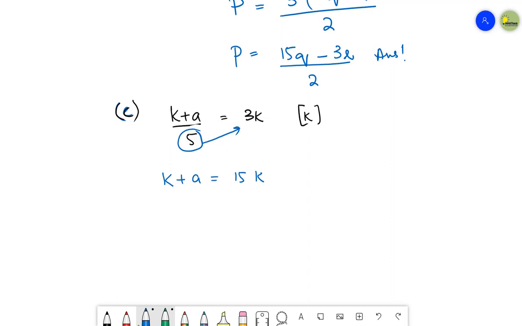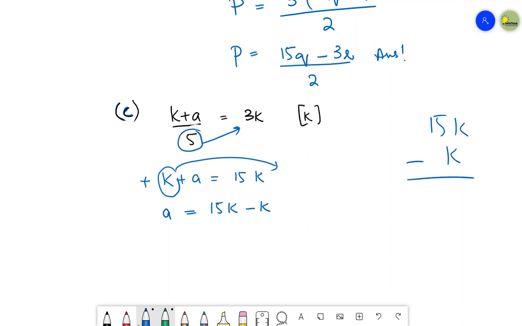Now, since we need to find the value of K, I can shift this K to the other side of the equation. K is with addition over here, so if I shift it, it will become minus K on the other side. So A equals 15K minus K. Right? Now 15K minus K means you have to do subtraction. There is 15K and you have to subtract 1K from it. 1K means the coefficient is 1. So 15 minus 1 is going to be 14K. Right? So A is equal to 14K.